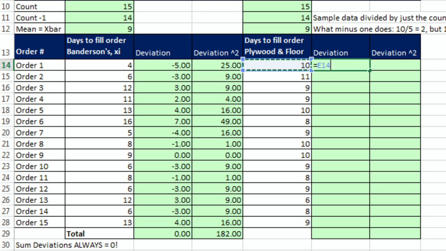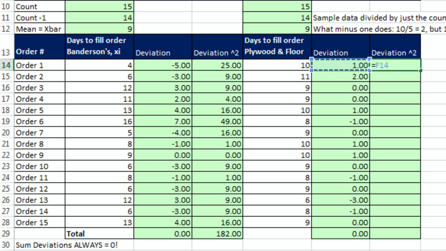I'm going to say, hey, the particular value for plywood and floor minus the mean, F4, Control Enter, copy it down. So these are all the deviations, right? We add them all up. We're hoping that we get some number. No, that's always the case. When you add up the deviation, it's going to be 0. So we got to do something.